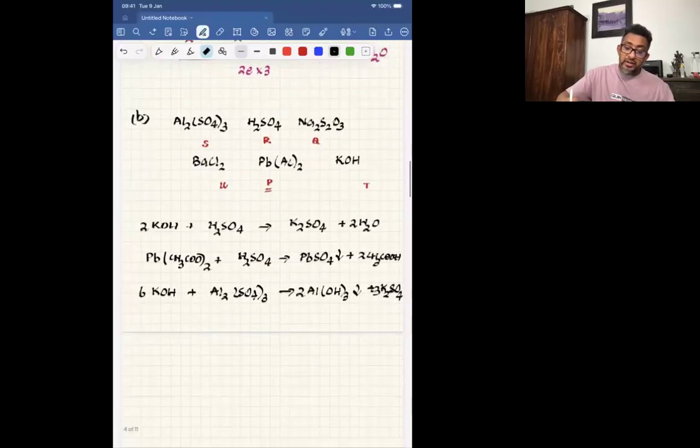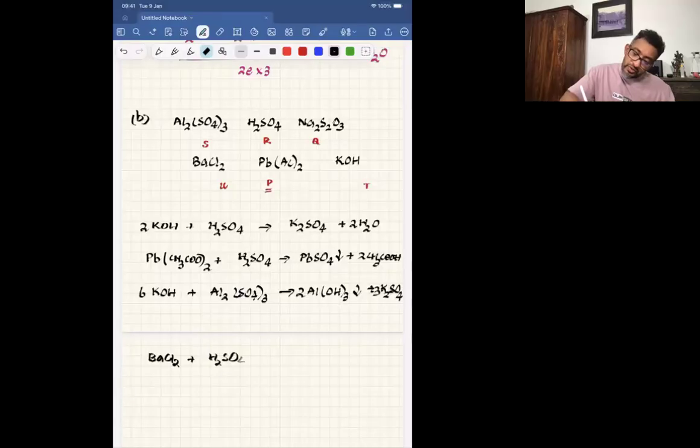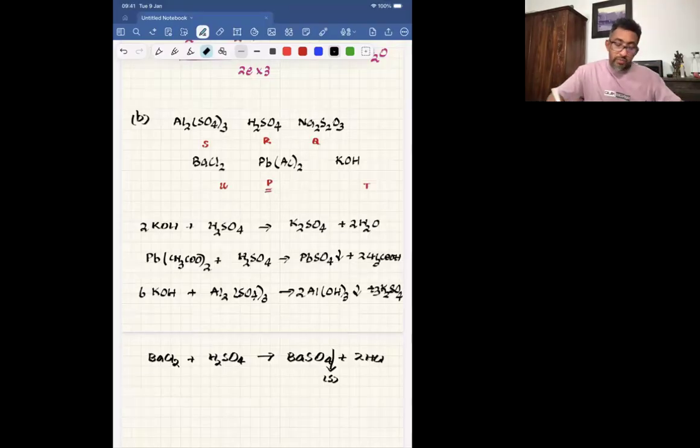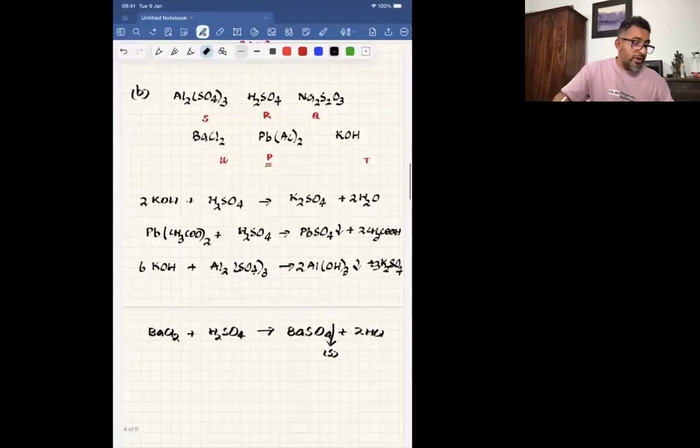U and R. Barium chloride and sulfuric acid, H2SO4. You get barium sulfate plus 2HCl. Barium sulfate is a precipitate, white precipitate. P and Q, formation of the white precipitate.